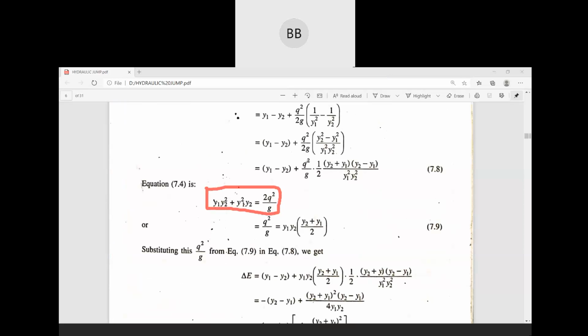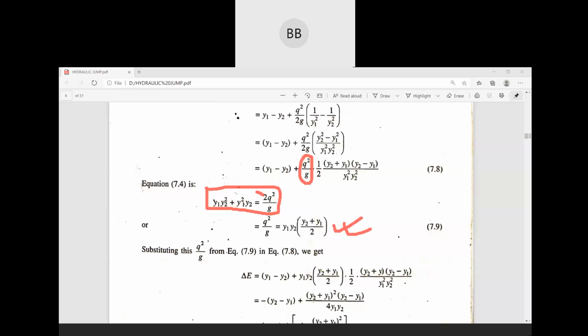So you can write here, we have q square by g here. Here is twice q square by g. So you bring the twice to the other side. That is why we have taken common y1 y2, so it will be (y2 plus y1) divided by 2. This 2 will be there.